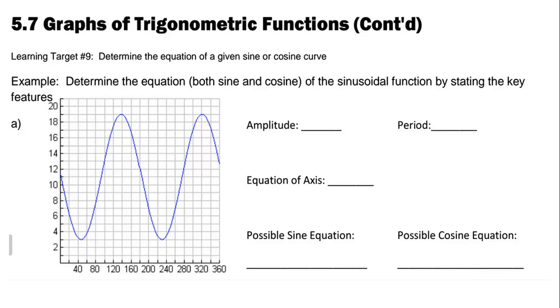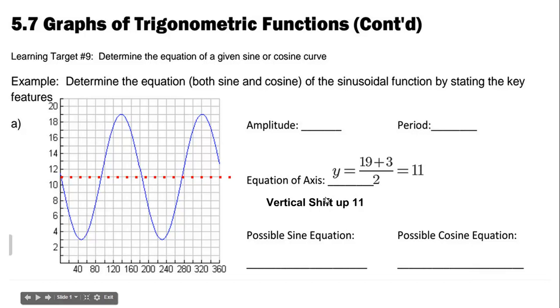Some of the things we've already talked about, like the axis: you can take the max plus the min, divide by 2. So you get y equals 11. We just draw that axis there because it helps us really see the amplitude. So we state what the transformation is, because that'll help us decide how we put that into the equation.